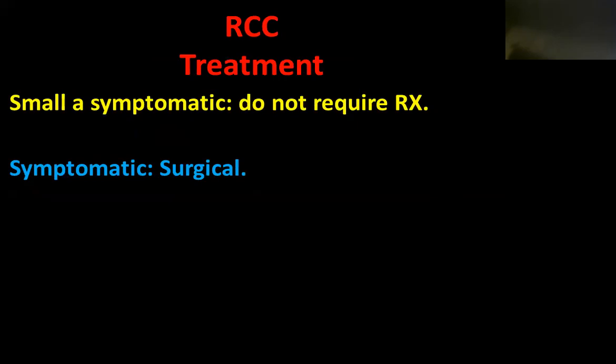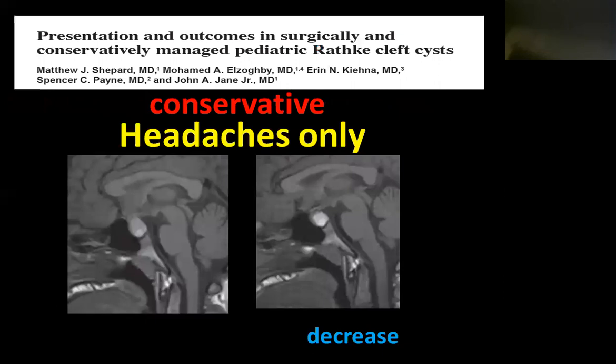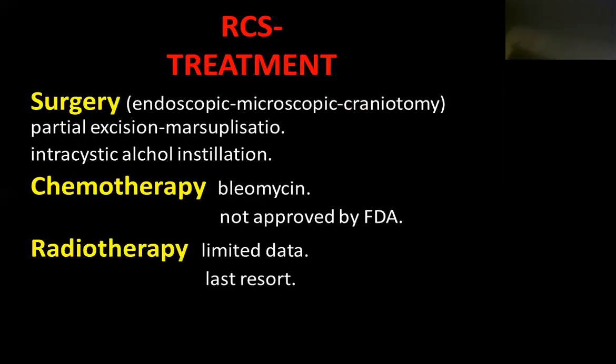So what's the treatment? Simple. If they are asymptomatic, do nothing. Just wait and repeat MRIs. If they are symptomatic, you go for surgery. And this is one case where it was managed conservatively, reported in literature, presentation and outcomes in surgically and conservatively managed patients. This is John Jane Jr. from Virginia. This is the case before, and this is on follow-up. It just shrank without any treatment.